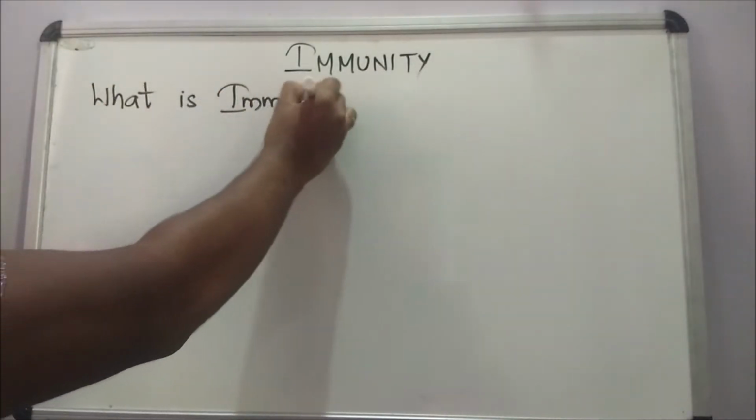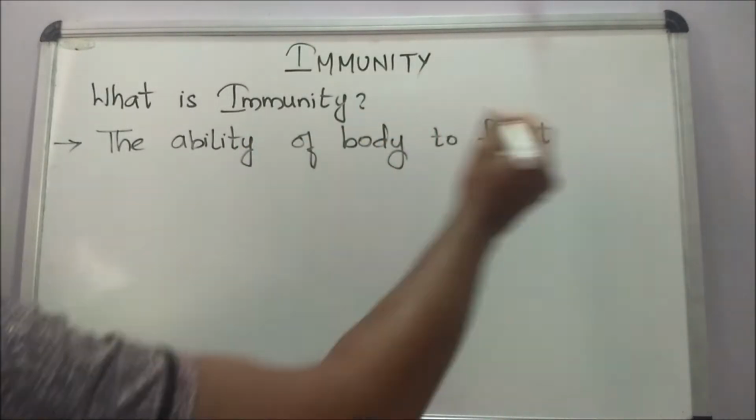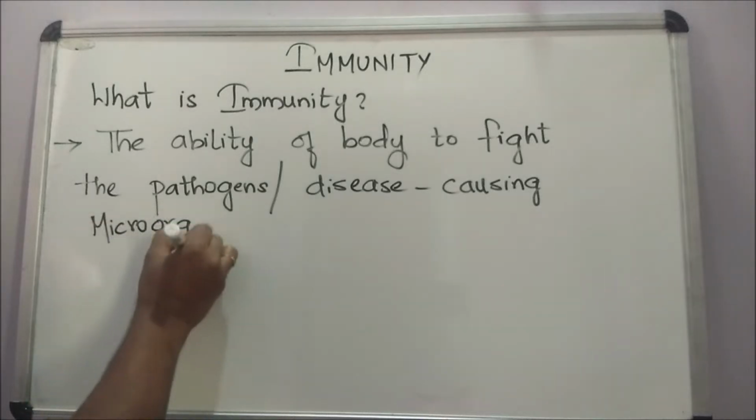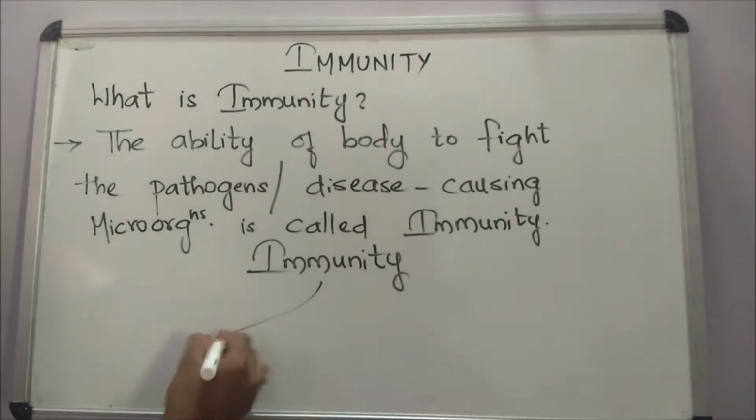What is immunity? The ability of the body to fight disease-causing microorganisms or pathogens is called immunity. Immunity is of two types: one is innate and another is acquired.